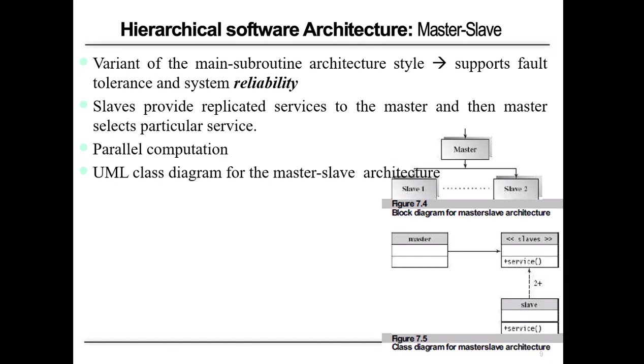Today's lecture is on the master-slave hierarchical software architecture pattern. It is a variant of the main subroutine architecture style, which was discussed in our previous video lecture. It supports fault tolerance and system reliability. What is system reliability? The lifespan of something.